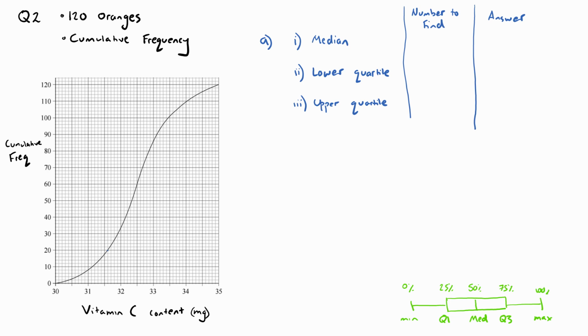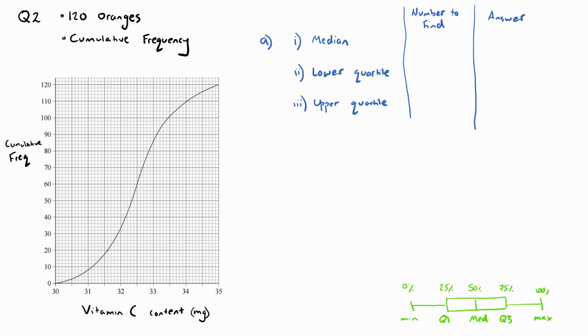Question 2, Part A, has 3 subparts. We are asked to find the median, the lower quartile, and the upper quartile from this cumulative frequency graph here that's on the left-hand side. In this graph we have vitamin C content in a group of 120 oranges. On the horizontal axis, the amount of vitamin C in milligrams, and the vertical axis is the cumulative frequency.